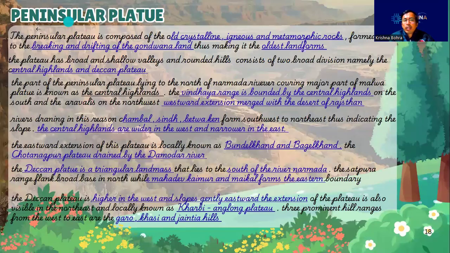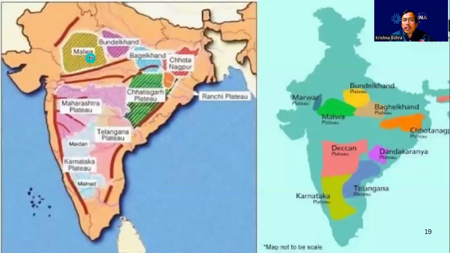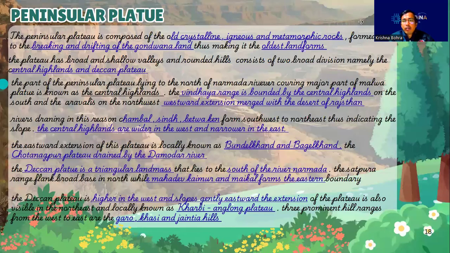The physical feature next after that southward is called Peninsular Plateau. So let's have a little glimpse of the Peninsular Plateau. This particular area, Malwa, Bundelkhand, Baghelkhand, is called Peninsular Plateau. Now let's understand a little bit of it. The Peninsular Plateau is composed of old crystalline, igneous and metamorphic rock. I have told you what is igneous rock, right?